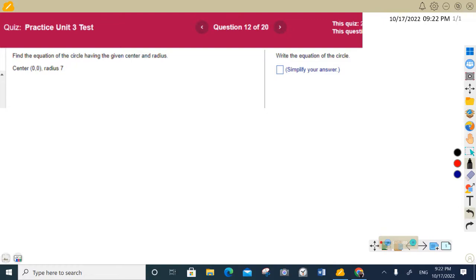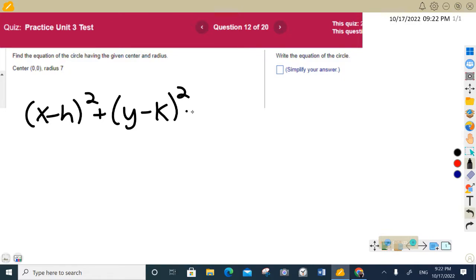Okay, next number 12 is going to be the equation of a circle. Remember, for a circle, it's going to be in this format: x minus h quantity squared plus y minus k quantity squared equals the radius squared. All right, so it does not equal 1. So your h and k are going to be your center. And remember, it's equal to the radius squared, not just the radius.